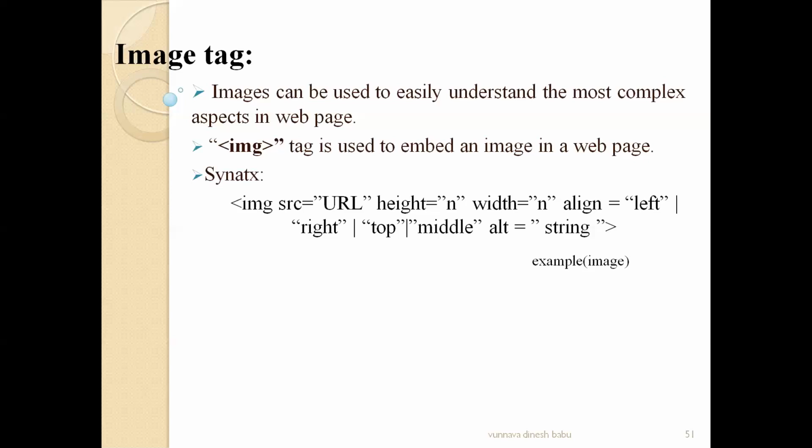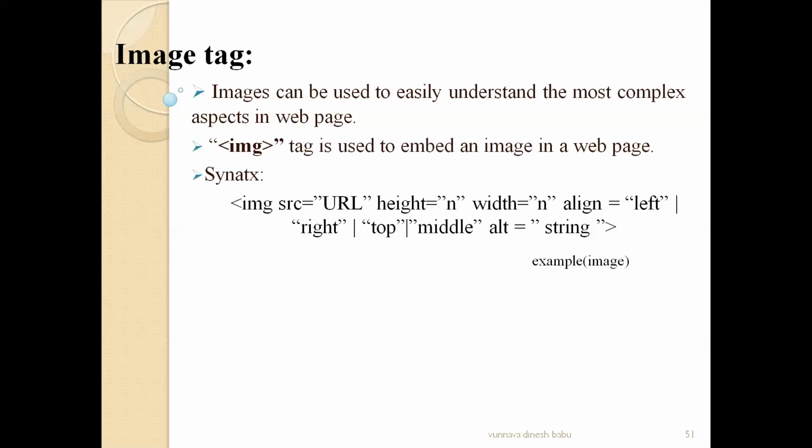After the height and width attributes, there is one more attribute called the align attribute. We all know there are different types of alignments: left alignment, right alignment, top alignment, middle alignment, bottom alignment, etc. By default, the image will be aligned at the left of the web page. Left is the default. Whether we provide it or not, the image will be aligned at the left of the web page. There is no problem with that.